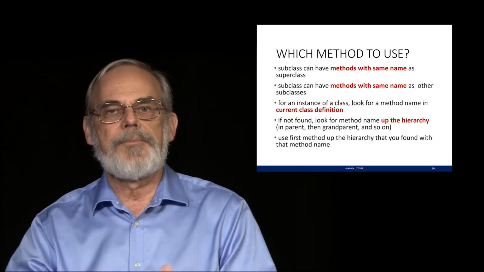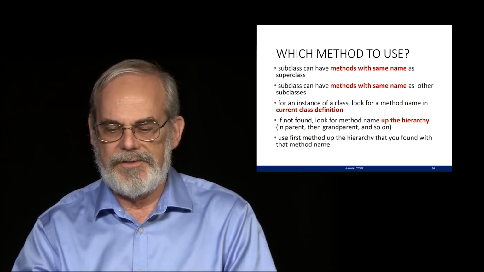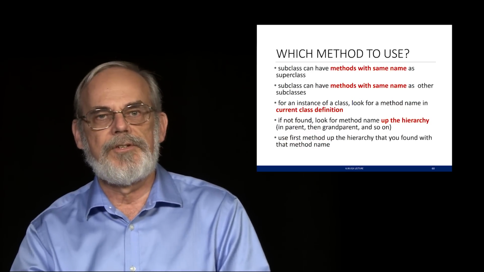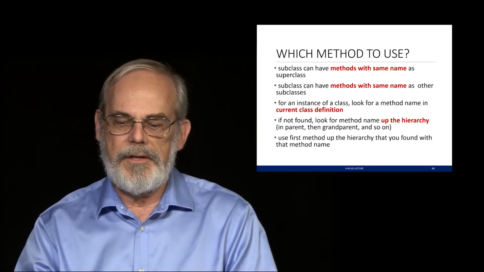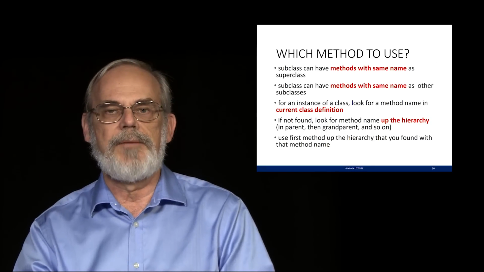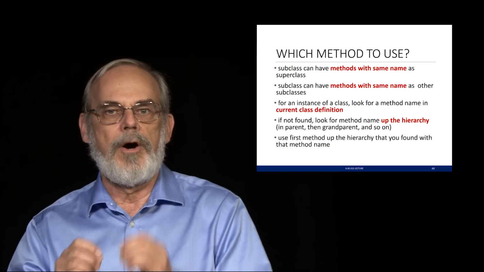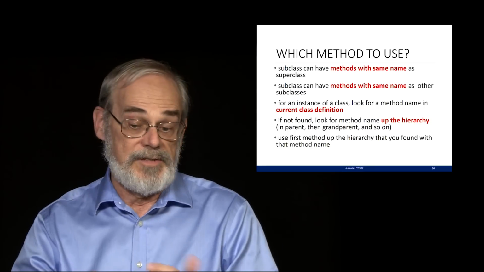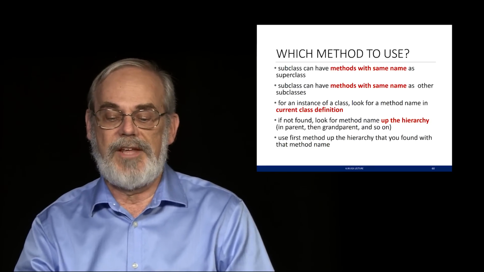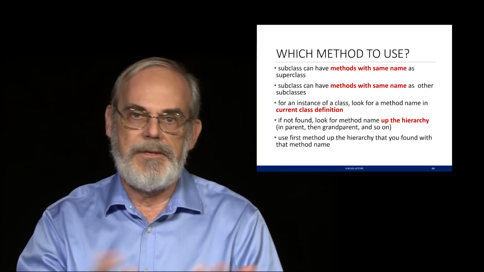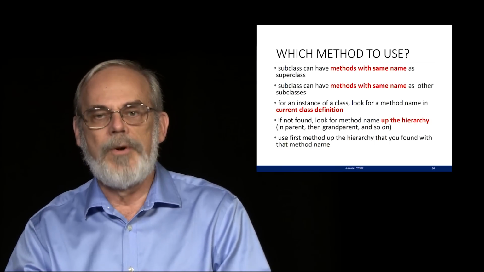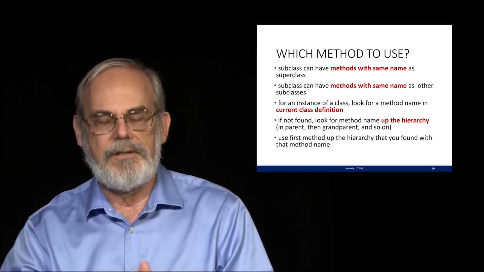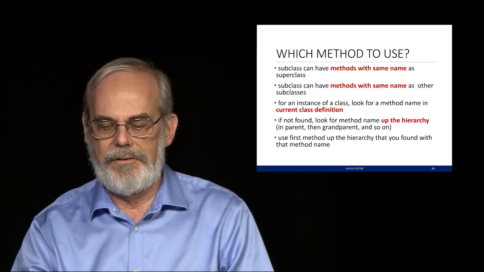I'm going to just recapture what we've already said, but do it in a little more concise form. Which method should we use? We know that a subclass can have methods with the same name as a superclass, but we always start with that subclass. It shadows that higher level method. Subclasses can also have methods with the same name as other subclasses. I have speak in cat and in rabbit. I always let the type of the instance direct me to finding the right method to use.